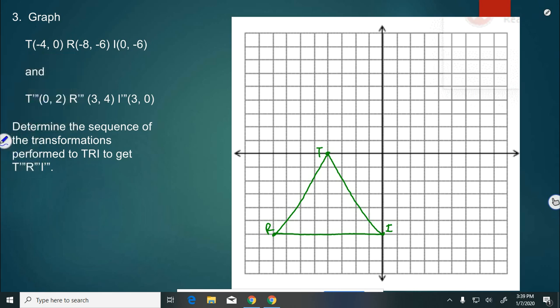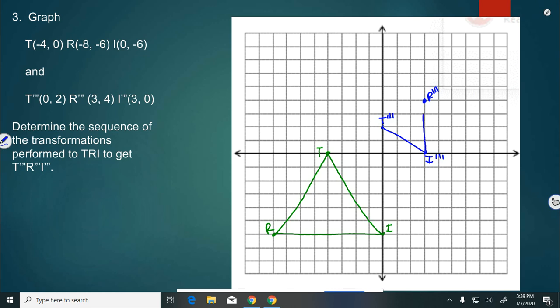So for T, we have 0, 2. So stay at 0, go up 2. R, we have 3, 4. So that's right 3 and up 4. And I, we have 3, 0. So that's right 3, stay at 0.